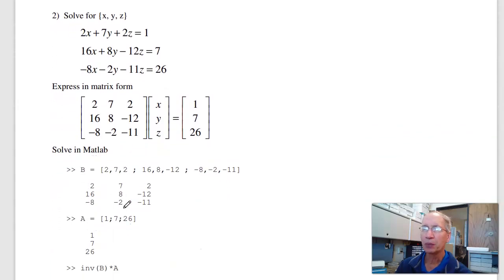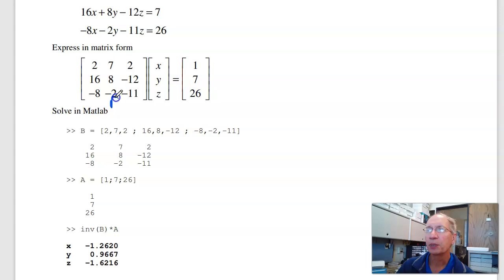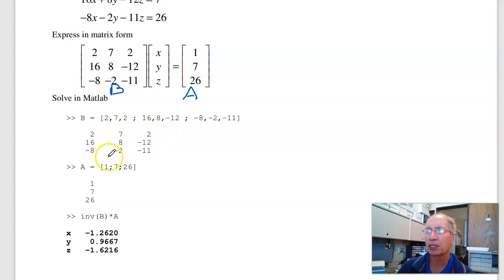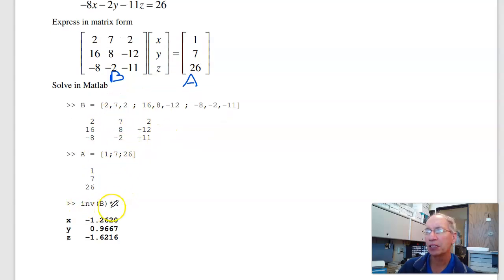Now this you could do by hand. Where Matlab and matrix algebra really shine, stuff you cover in Math 129, is when you go beyond two equations, two unknowns. For example, three equations, three unknowns. Painful to solve by hand, pretty easy in Matlab. Just set up a matrix just like before. First equation is 2x plus 7y plus 2z is 1. Second equation, 16x plus 8y minus 12z is 7, and so on. There's your B matrix, here's your A matrix. Throw that in Matlab. The solution is the inverse of B times A.